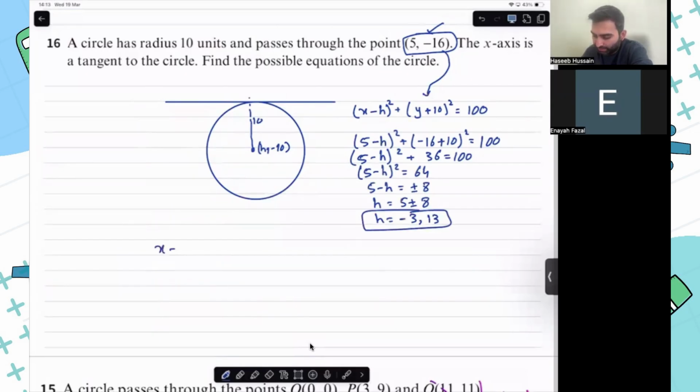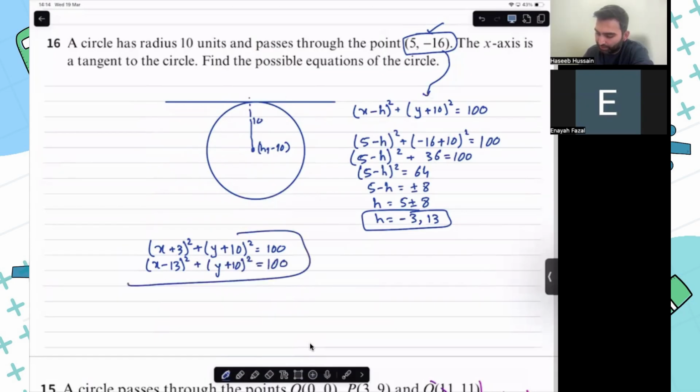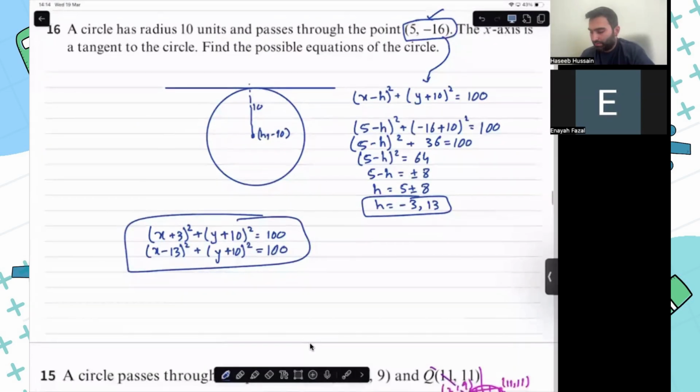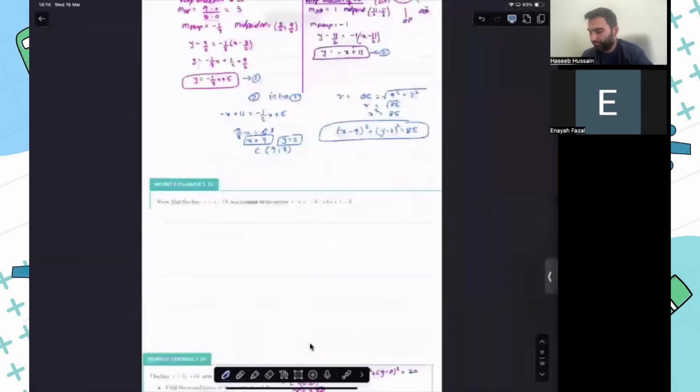So the possible equations of the circles are (x plus 3) whole square plus (y plus 10) whole square equals 100, or (x minus 13) whole square plus (y plus 10) whole square equals 100. Get it? So far, so good.